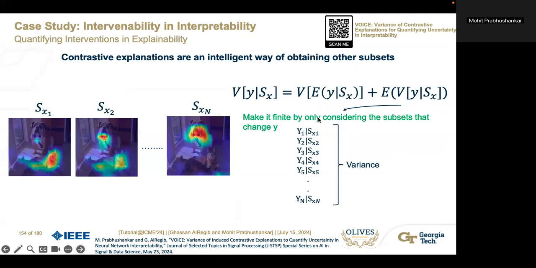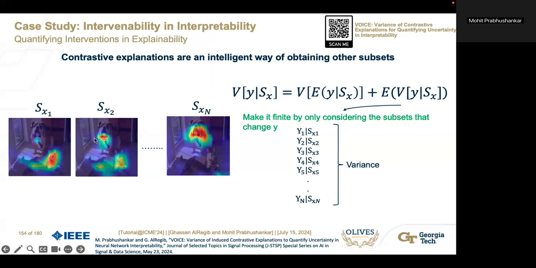The formula we had before comes into picture. We are only interested in those interventions that change the variance. So your V of Y given Sx has to change. Your Y, the prediction from your network, has to change. It needs to become Y1 given Sx1, Y2 given Sx2, and Y whatever given Sxn, right? So we are only looking for the interventions where the output prediction changes. And this is the contrastive explanation we saw before. Y_p rather than Q, so Y2 rather than Y1 tells you the change required in my original input.